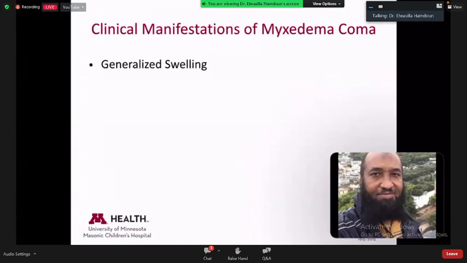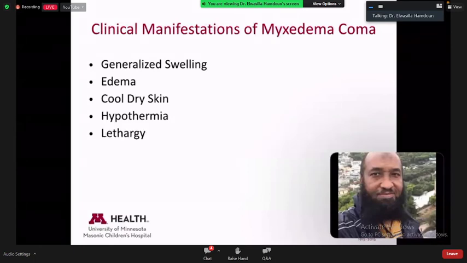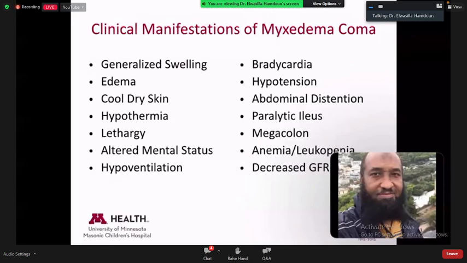Some of the emergencies, or the severe manifestations of thyroid dysfunction, include myxedema coma. It's very unusual now, rare thanks to the early detection and treatment of thyroid disorder, but from time to time people will see it. You have generalized swelling, edema, very cold, dry skin, hypothermia, and then lethargy, coma, and altered mental status. Think about severe hypothyroidism, bradycardia, hypotension; paralytic ileus and megacolon can also show up.